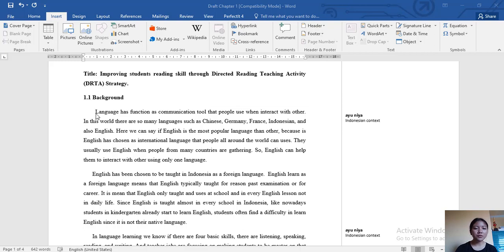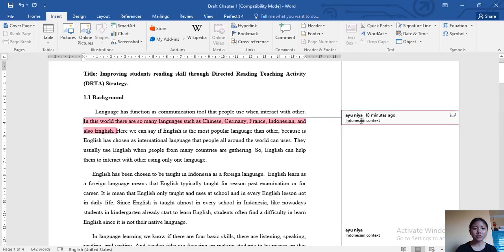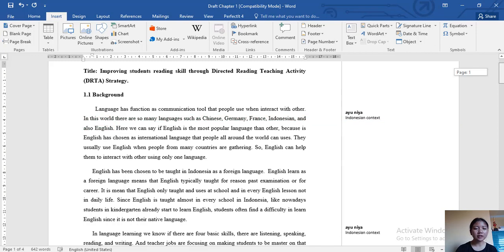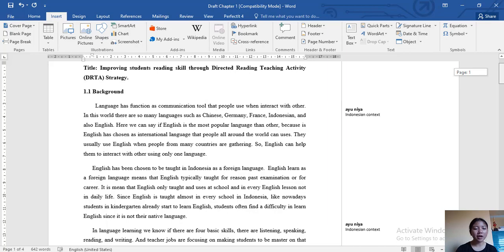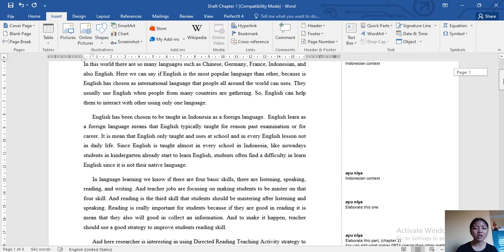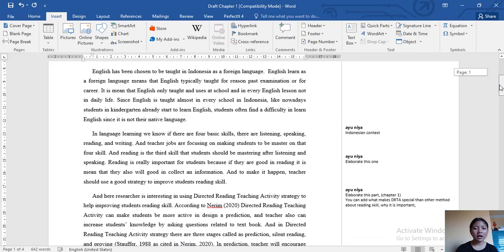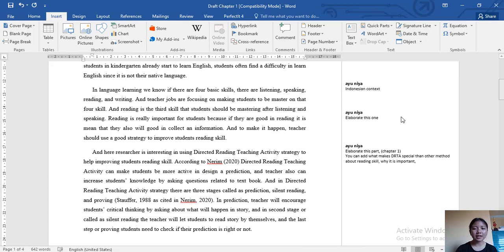Let me see from the first, she already started from the general thing, but unfortunately I found some of the sentences are still in Indonesian context, so I think you can consult this one. But I like the way you state each paragraph and that they are close to each other. Meanwhile, yeah, still Indonesian context.